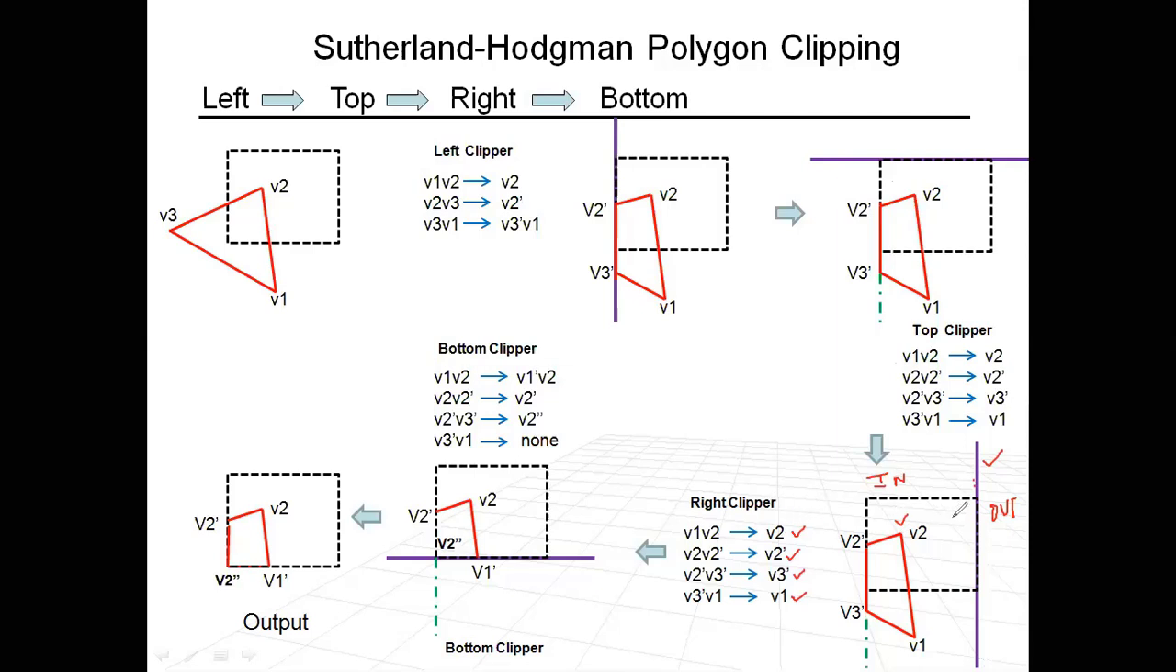Now this resultant polygon will be passed to the next clipper, that is the bottom clipper. Bottom clipper means now you have to draw this purple line here. So it has been drawn. This is the input figure to get this output. Now apply.